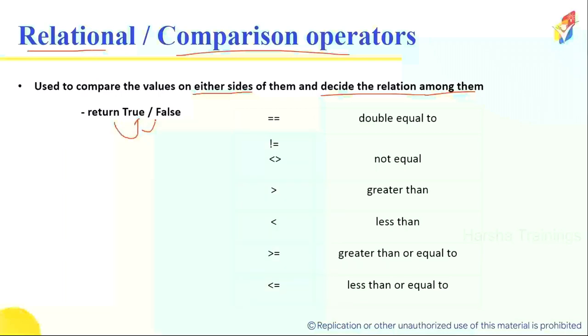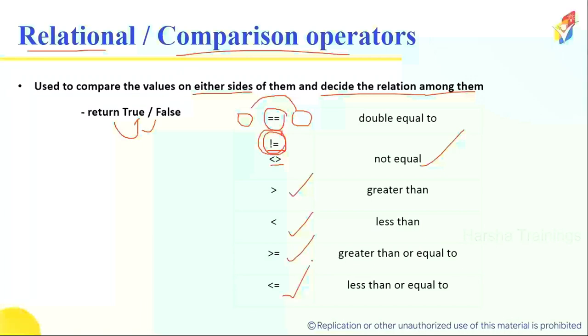Python supports operators such as double equal to, not equal to. Here I have an expression, and here I will have an expression. I want to compare them. Not equal to can be written in two ways: one is less than and greater than brackets, or it can also be given as exclamation equal to, called not equal. Then greater than, less than, greater than or equal to, less than or equal to.